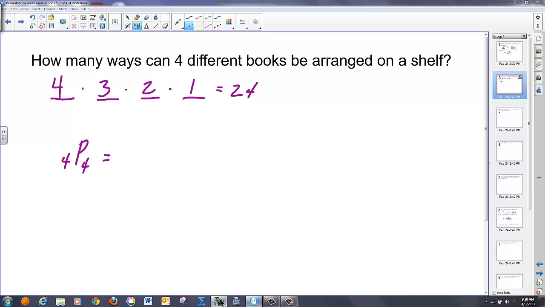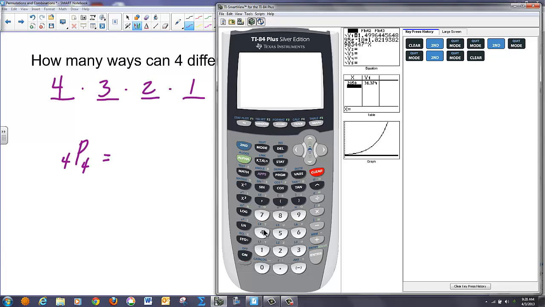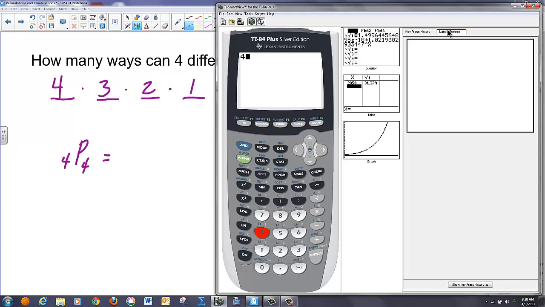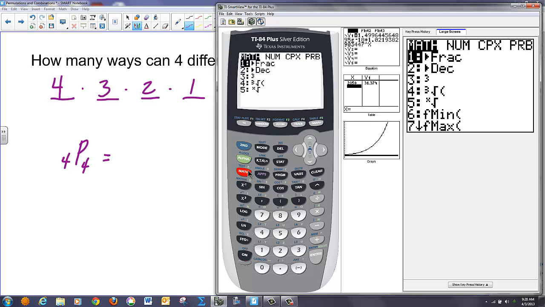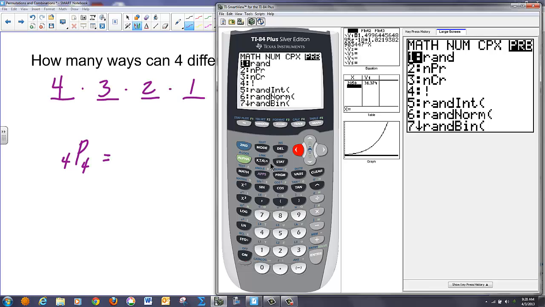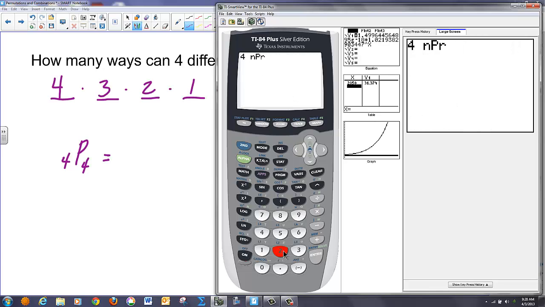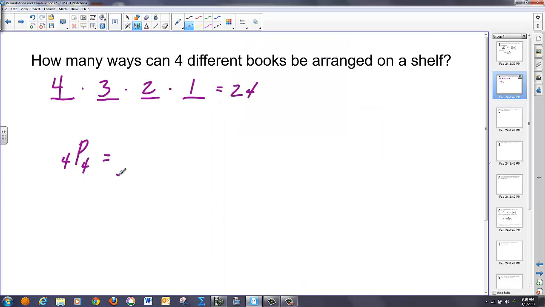So let's get to our calculator, and we'll hit 4, and then we will type in the math button, and go over here where it says probability. It says nPr is number 2, so I'm going to hit that, and then I'm going to hit 4 again and ask the calculator to calculate that out, and we end up once again with 24. So now you've seen how to do that on a calculator.